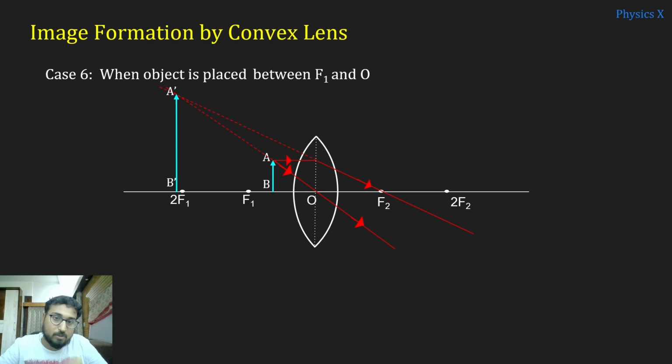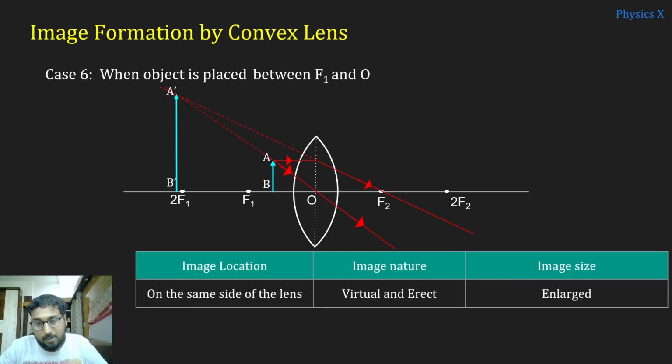And now what about the nature? The nature is now virtual. Okay, now it is virtual, and you can also see that it is erect. It is in upright position, the same as the object. So that is why we say that this is virtual and erect, and it is on the same side of the lens where we are observing the image now, right? And it is virtual and erect.